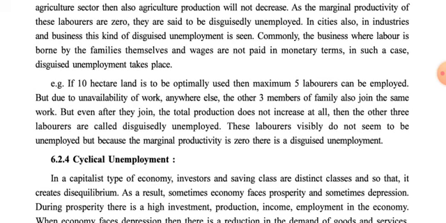But here, even after they join, the total production does not increase at all. Then the other 3 laborers are called disguisedly unemployed. These 3 members are surplus and not required at all, and the total productivity is very little, or we can say the marginal productivity of these 3 persons is 0, and that's why there is no change at all in the total production, and they are called disguisedly unemployed.